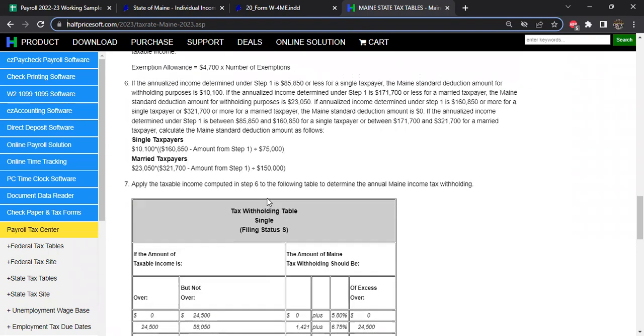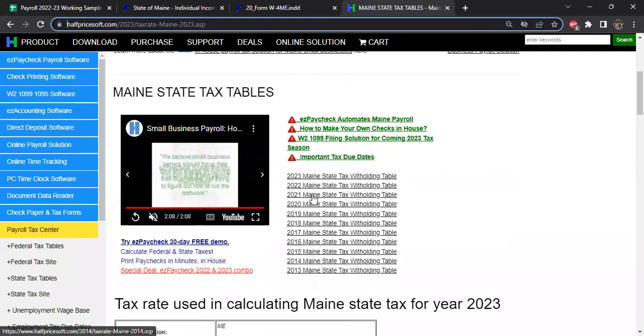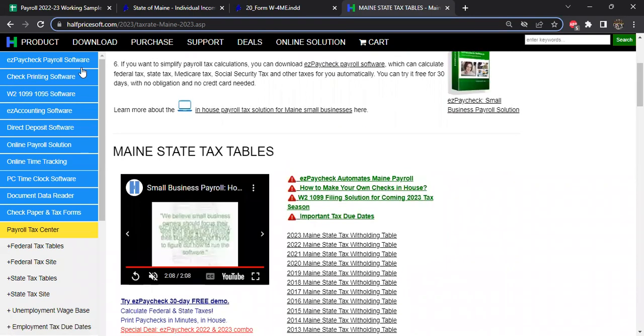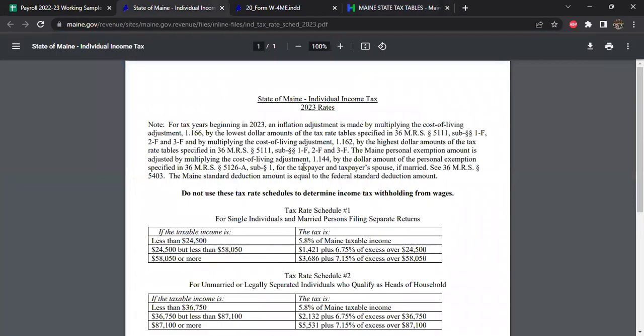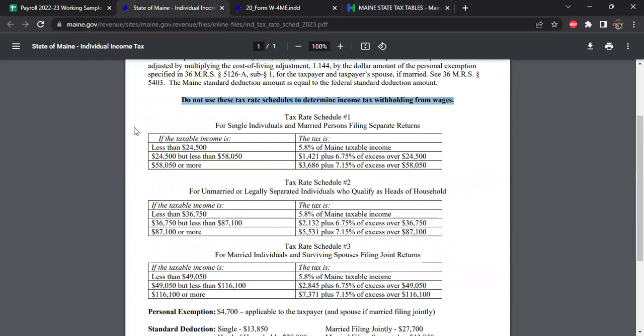They have a very nicely structured system of all state withholding rates, and they are the most current of any source that I have seen searching. I've been looking individually for these booklets, and what you end up getting from the state of Maine when you search for their release is this. However, see this word right here: do not use these tax rate schedules to determine income tax withholding from wages. That's because these are not the payroll withholding structured rates.